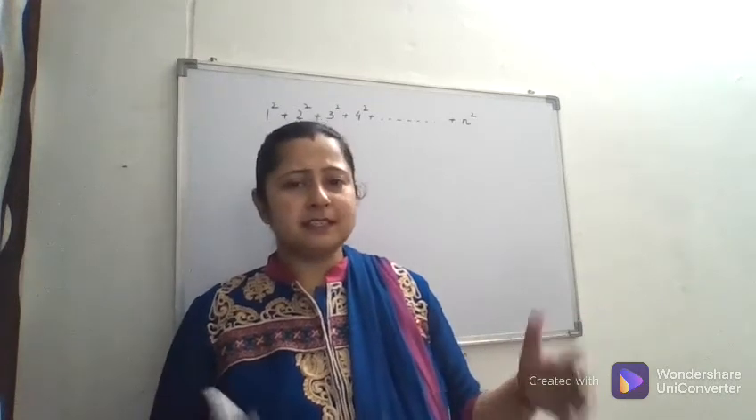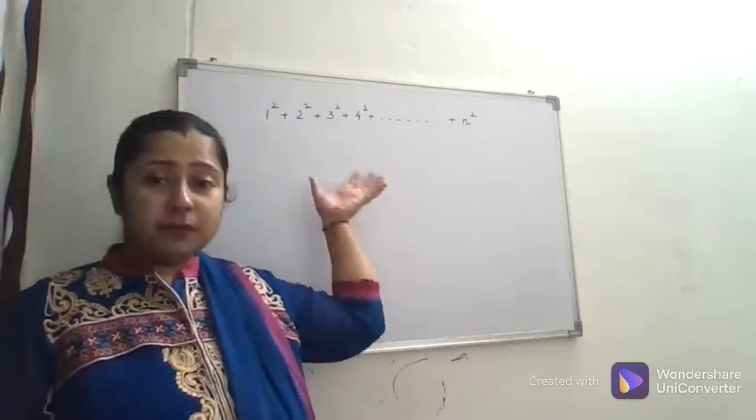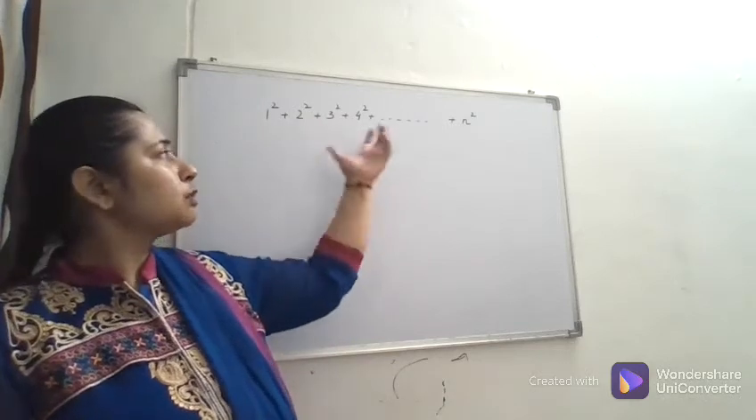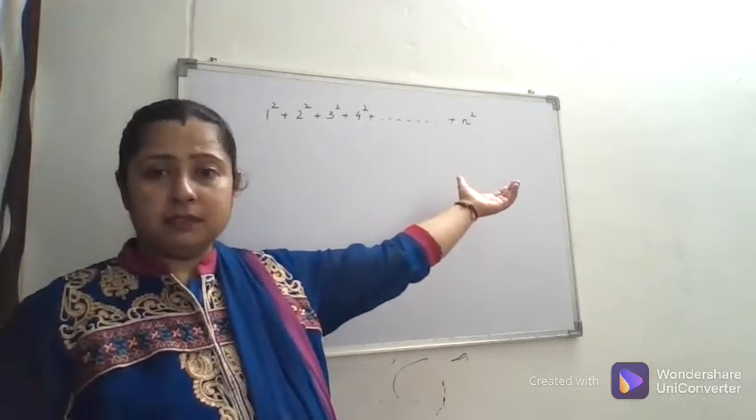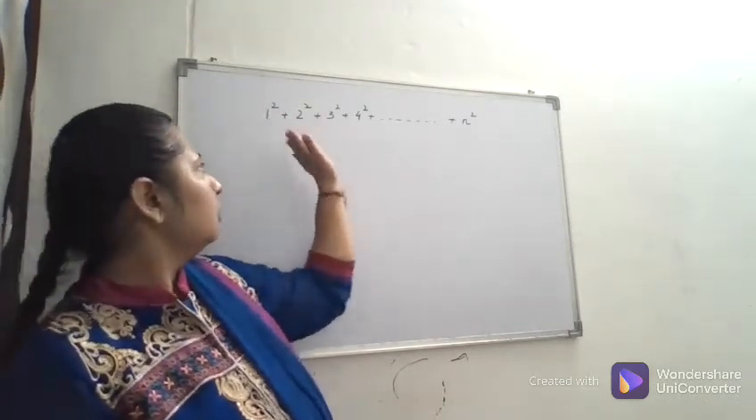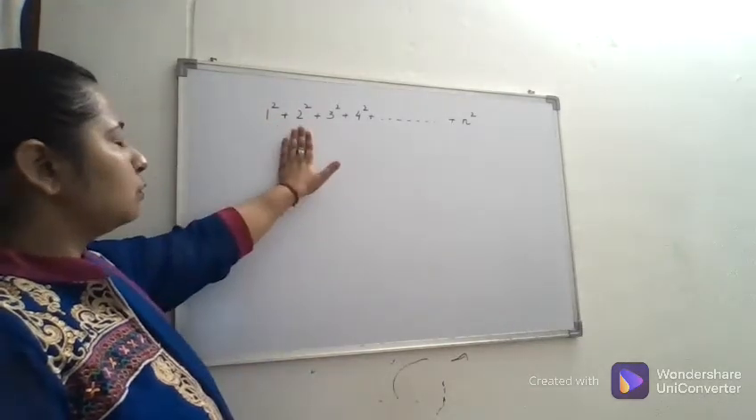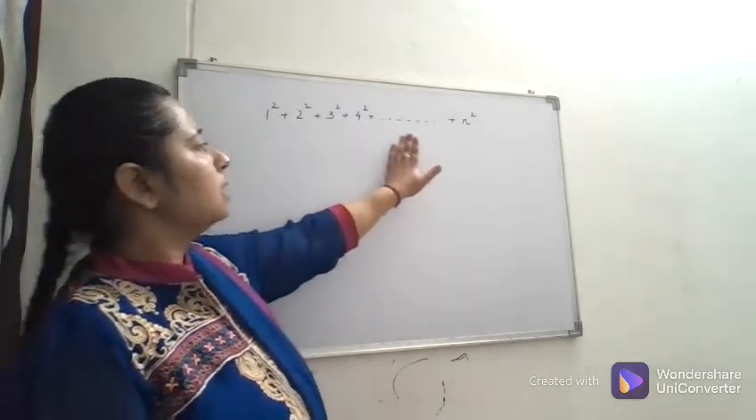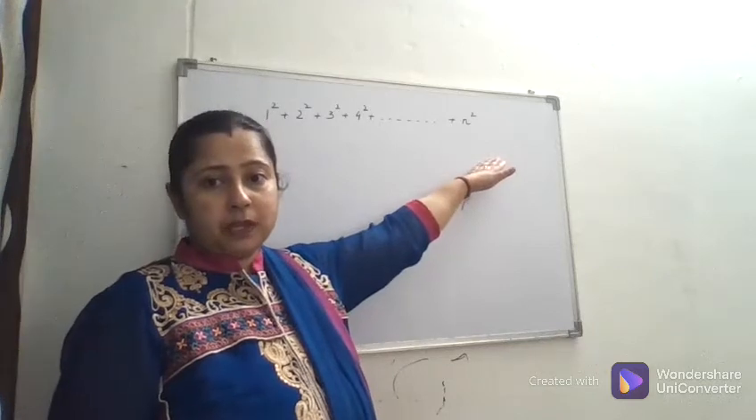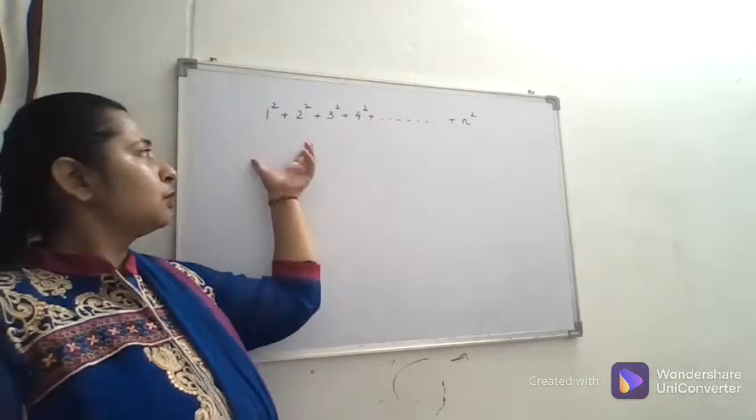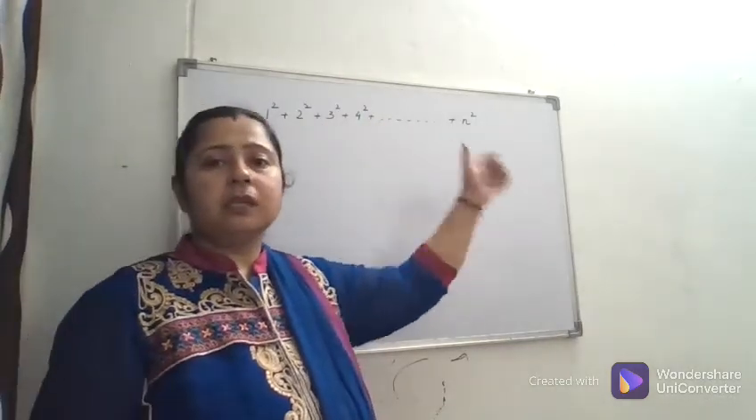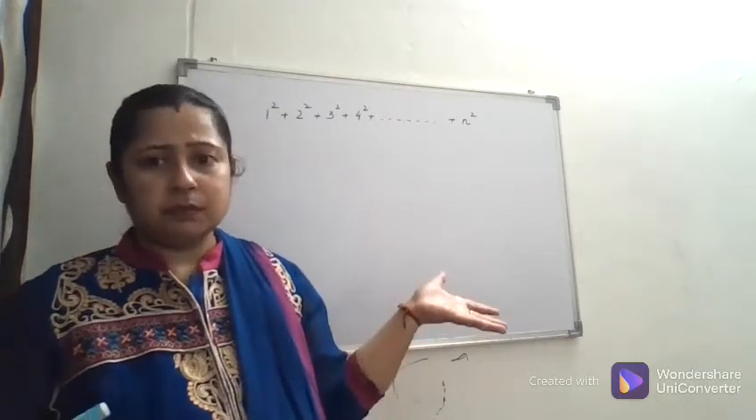Now let's discuss this topic. When you are finding out the sum of squares of n natural numbers, that means you are finding 1 square plus 2 square plus 3 square plus 4 square and so on till n square. Now you are finding the sum of squares of n natural numbers. How to find it out?